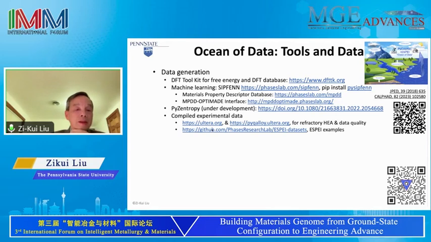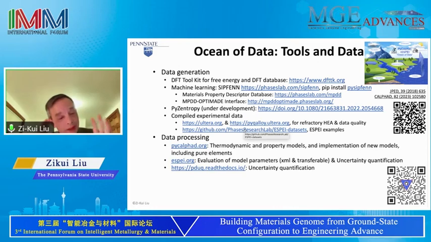Then we have all the compiled data, which you can access too. And when you get the data, you have to process it in a database, right? So we have PACAP and SBA to process the data. And we have uncertainty quantification for all the data, the model, the model parameters, and the model predictions.